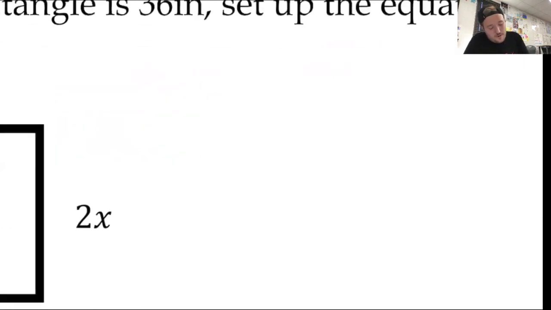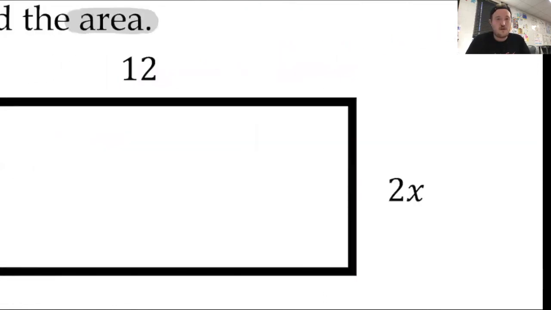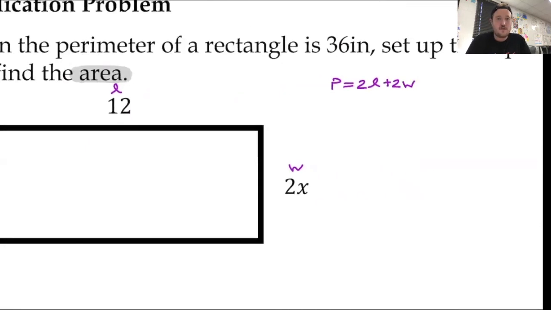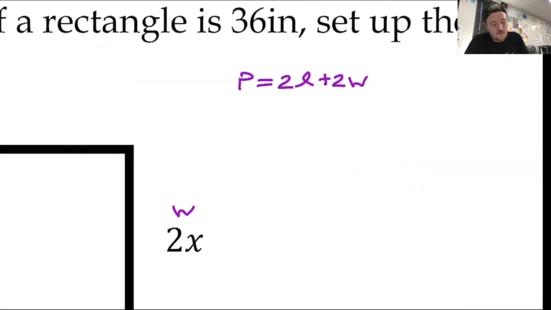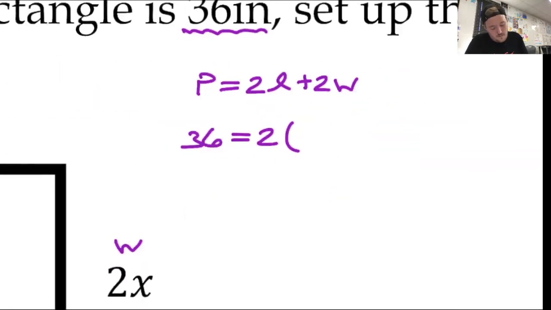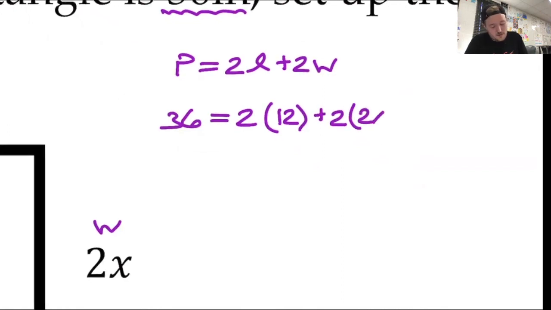So if you recall, the perimeter of a rectangle is 2 times the length plus 2 times the width. So I'm going to say this 12 right here, I'm going to say that's my length. I'm going to say 2x is my width. They told me the perimeter was 36. So I'm going to plug in. So I'm going to have 36 equals 2 times my length, which I said was 12, plus 2 times my width, which is 2x.